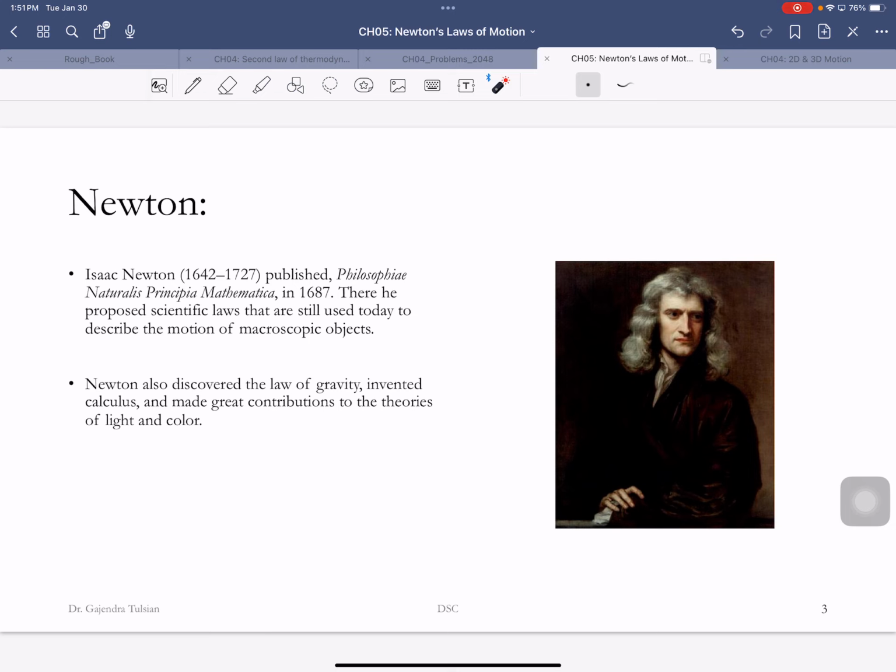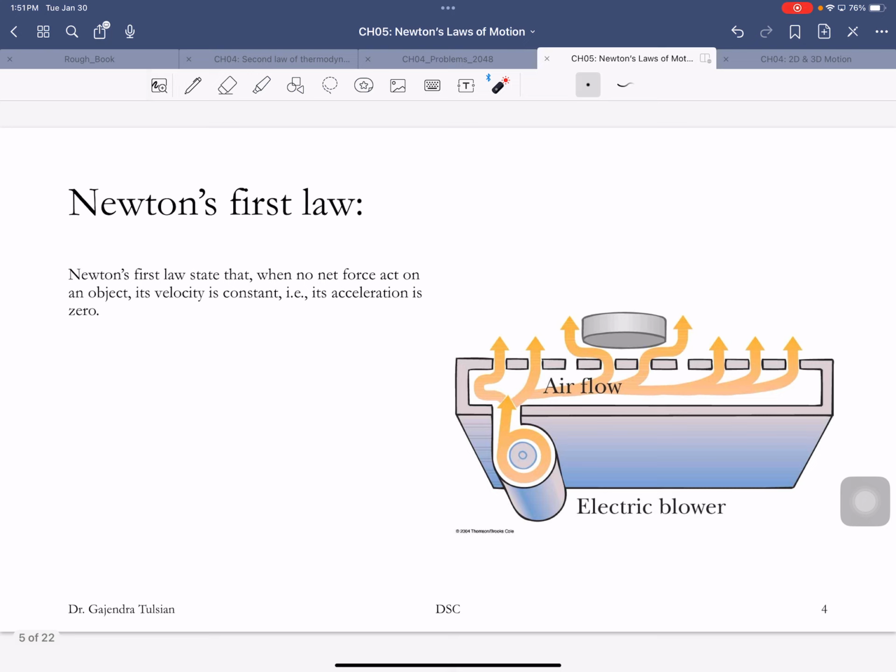His laws cannot describe the motion of what? Atoms. Electrons around nuclei and stuff like that. Yes, for that you need quantum mechanics. So his laws describe motion of macroscopic objects. He also discovered the law of gravity, invented calculus, and made great contributions to the theories of light and color. So he did many good things, many awesome things, spectacular things.